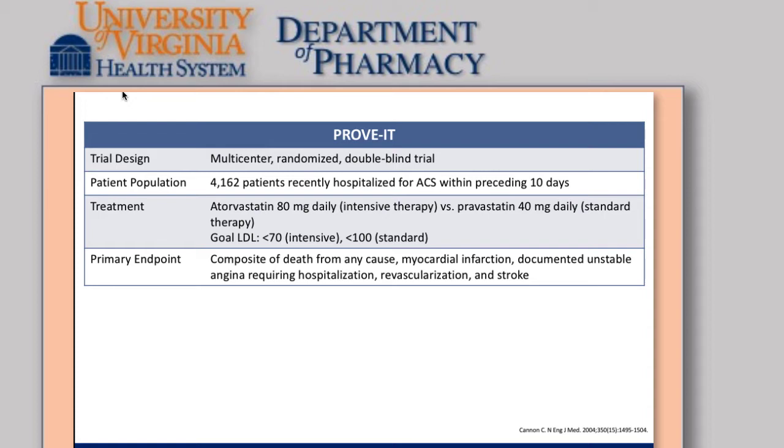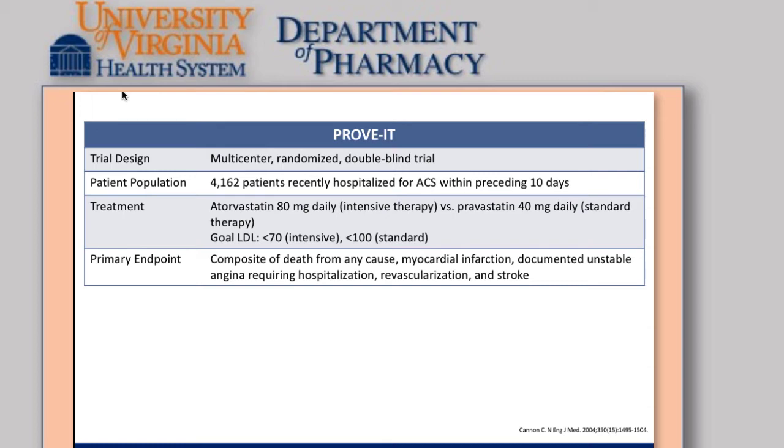So this was a secondary prevention trial. Patients were included if they had experienced a recent acute coronary syndrome, and therapy was either atorvastatin 80 milligrams or pravastatin 40 milligrams daily. The LDL target differed depending on the treatment group, with a more intensive goal for the intensive therapy group, less than 70, and less than 100 for the standard treatment group.